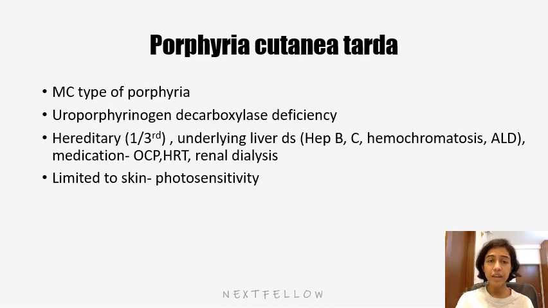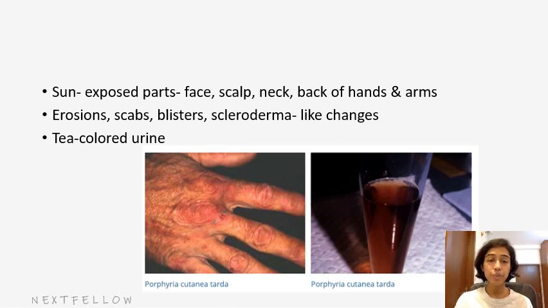Porphyria cutanea tarda is the most common type of porphyria, and is due to uroporphyrinogen decarboxylase deficiency. One third of cases can be hereditary, but certain underlying disorders, like liver disease, hepatitis B, C, chronic alcoholic disease, or hemochromatosis, certain medications like OCPs and hormone replacement therapy, and even renal dialysis can lead to accumulation of the precursor porphyrins. So this can secondarily cause Porphyria cutanea tarda. This is usually limited to the skin, and usually you'll have features of photosensitivity. So it's a photo, to make it easy to remember.